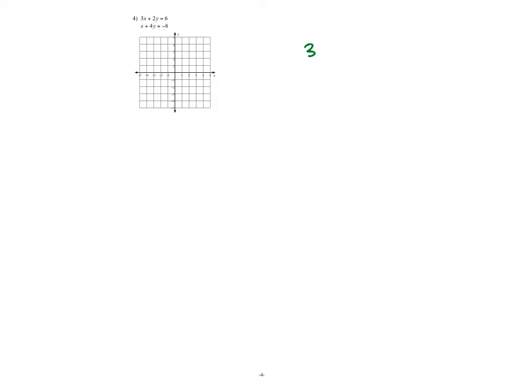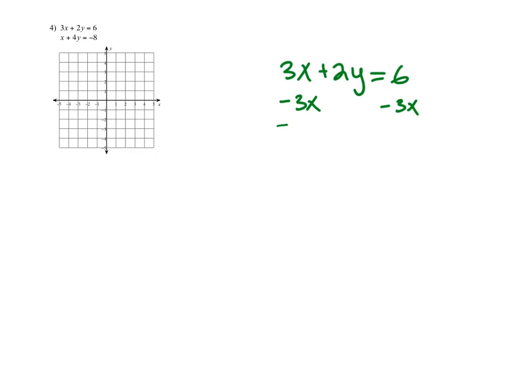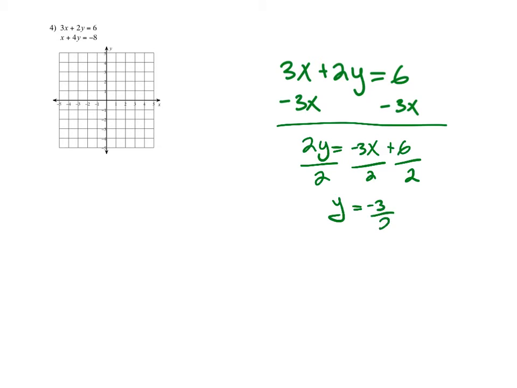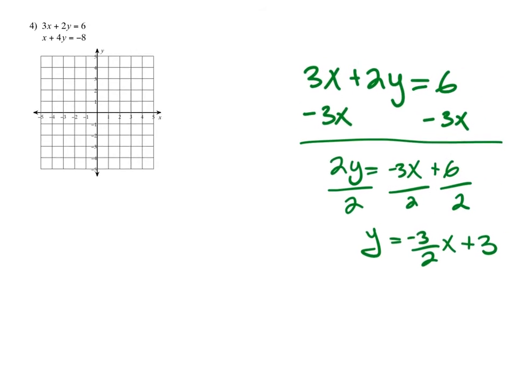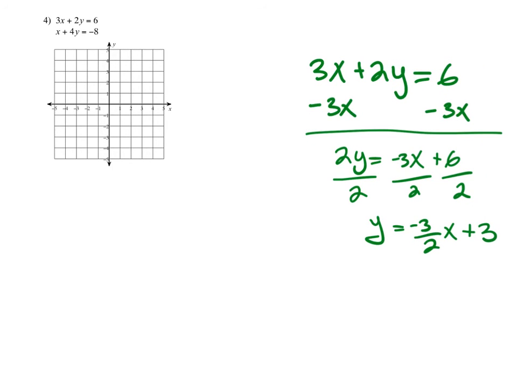So 3x plus 2y equals 6. So minus 3x on both sides. That's 2y equals negative 3x plus 6. And now I'm just going to divide by 2. So y equals negative 3/2 x plus 3. So again, I'm going to start by marking 3.